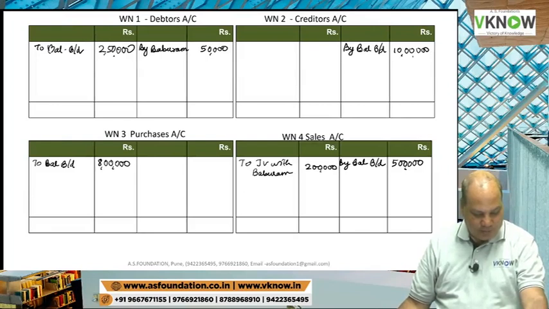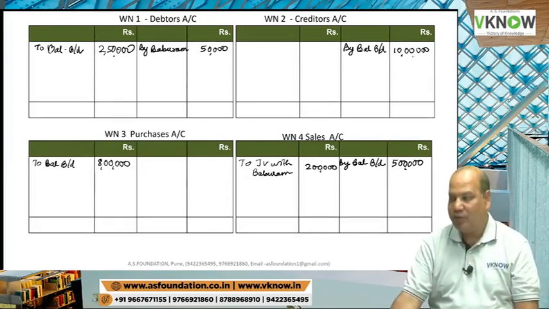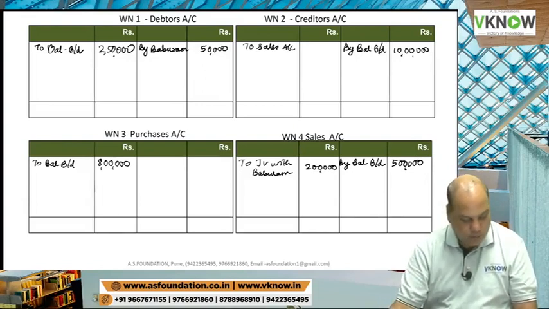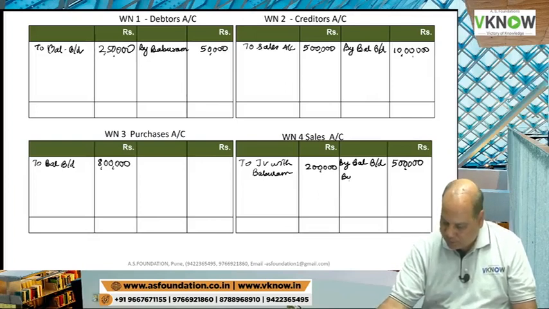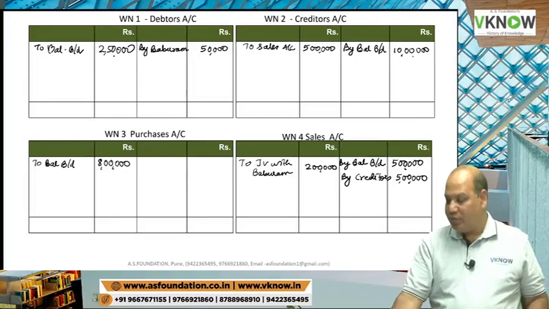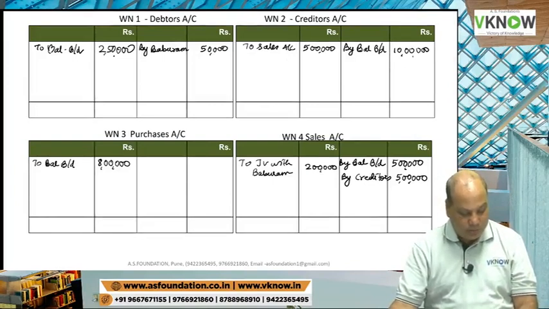Next. Point number 6. Sum received as cash sale for rupees 5 lakh was included in creditor. Rectification entry would be creditor account debit to sales account. You will write 5 lakh, and sales account by creditor. This is rectification of error which they teach you in 11th standard accounts. By creditors 5 lakh. This is the entry.